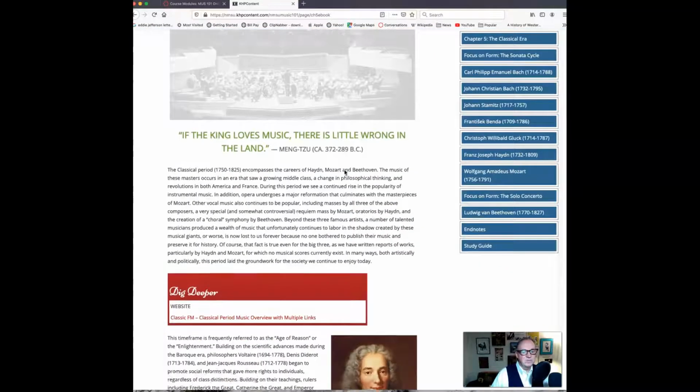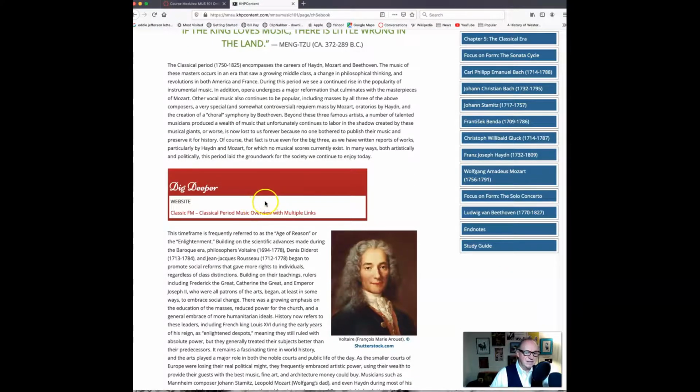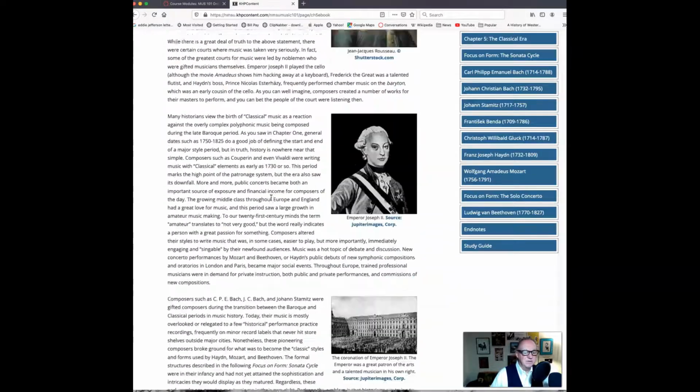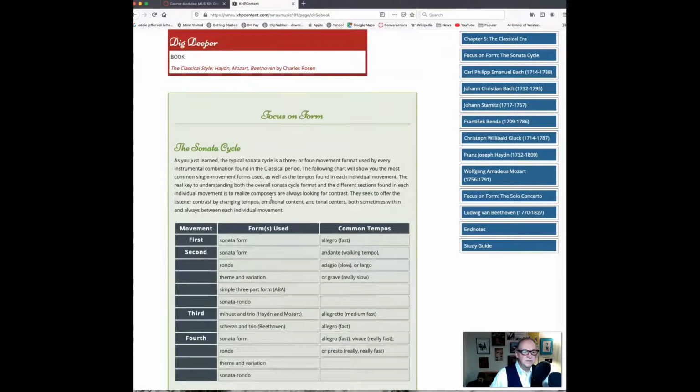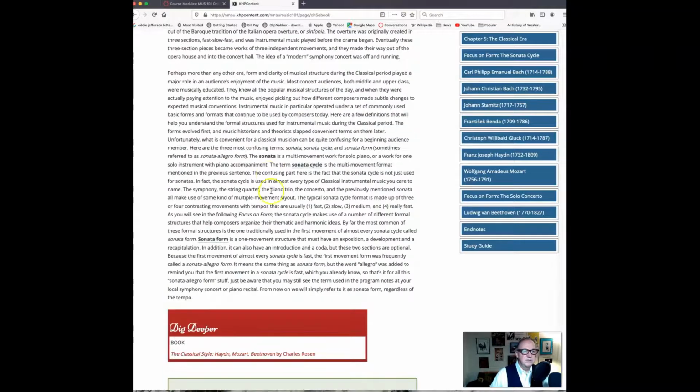All right, so we start off with an overview. Again, Classic FM, same stuff you've come to know in the other chapters. You get some introductions to terms: the sonata, the Sonata Cycle, and the Sonata Form. Now, this is one of the things we do in classical music that is, frankly, stupid, but it's what we do. We use very similar terms in very different ways.